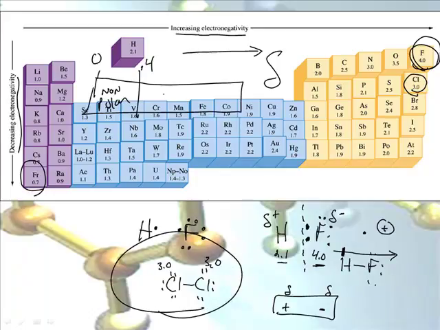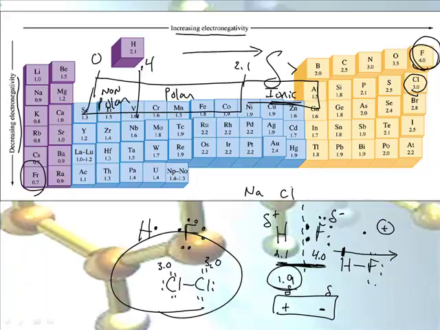And then if it's between 0.4 and 2.1, it's considered a polar covalent bond. That's where there's unequal sharing. If we did this one down here, 4 minus 2.1, I think it's 1.9, isn't it? So that would be a polar covalent bond. And if you are greater than 2.1, this becomes ionic. It becomes so polar that there's essentially a complete transfer of the electron.